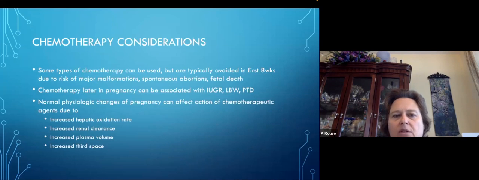Some may be used in pregnancy, but a lot of times people will avoid them in the first trimester due to potential risk for miscarriage, malformations, or fetal death. Later pregnancy exposure may be associated with growth restriction, low birth weights, preterm deliveries, but also the physiologic changes of pregnancy. I know you've all had those lectures about all the things that change. So remember, the chemotherapy or any medications you're giving will have increased hepatic oxidation rates, increased renal clearances, increased plasma volumes, increased third spaces to consider in terms of your dosing of medication.